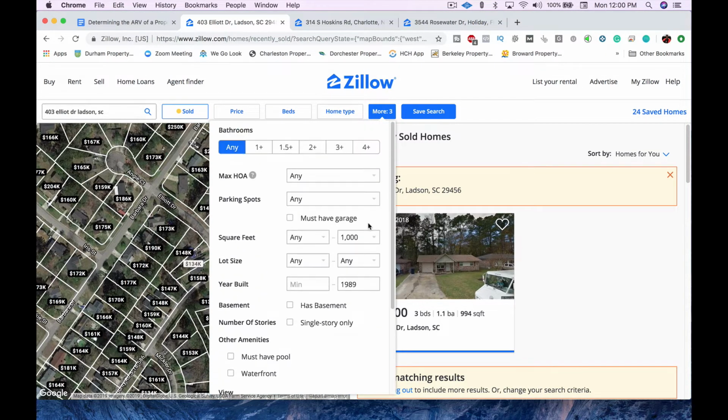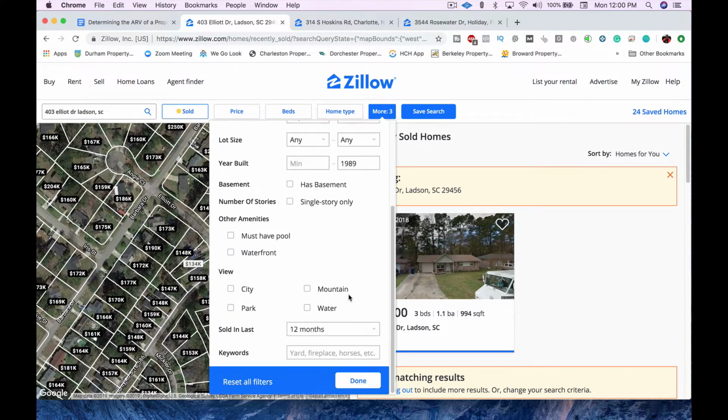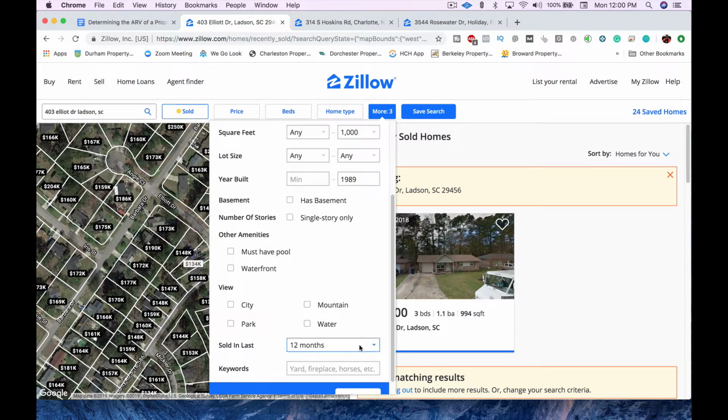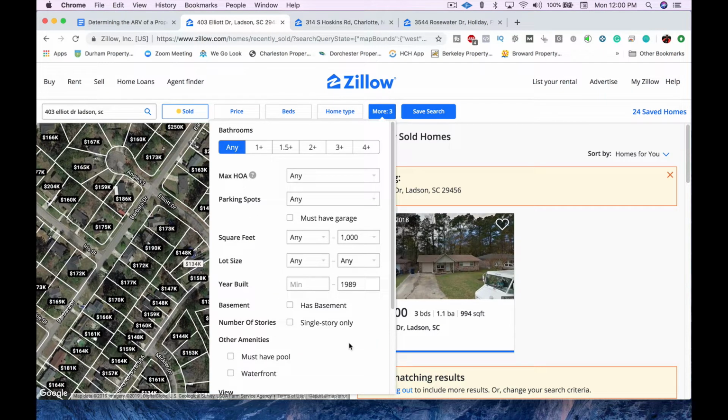These are the primary filters I'll use: square footage, year built, and sold in the last 12 months. Those are the only ones I use. If needed, I might drill down a little bit further, depending on the location, like the lot size. Say a lot of the lot sizes just vary so much, and that actually factors in to the sales price. But typically, I'm just going to stick with these three.